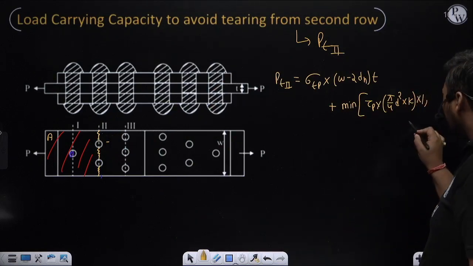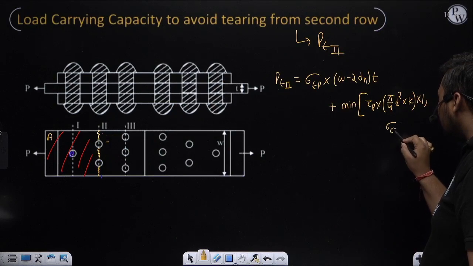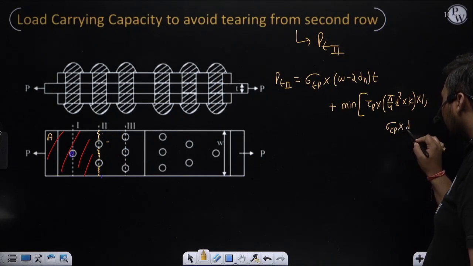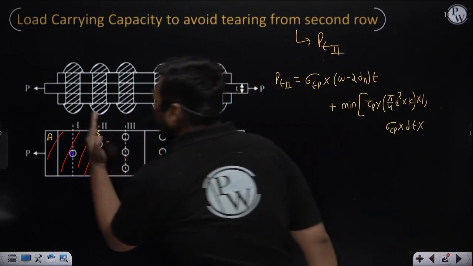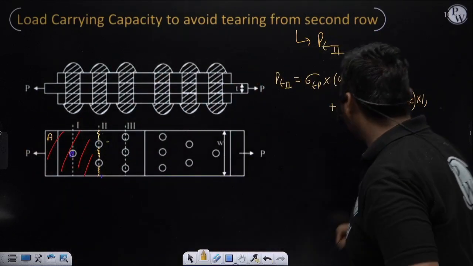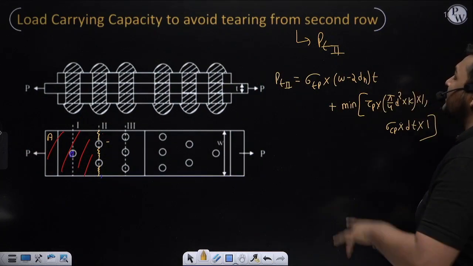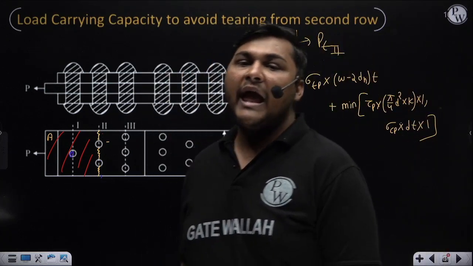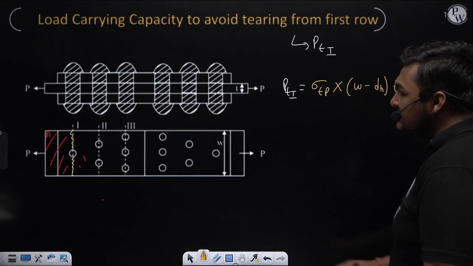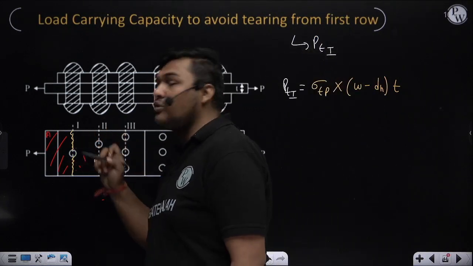Now crushing, so for that equate sigma c with sigma cp into crushing area of one rivet, that is d t, into number of rivets in this side, which is 1. Okay. So it will be the load carrying capacity to avoid tearing from second row, and this we will only calculate when in second row number of rivets is more than row 1.